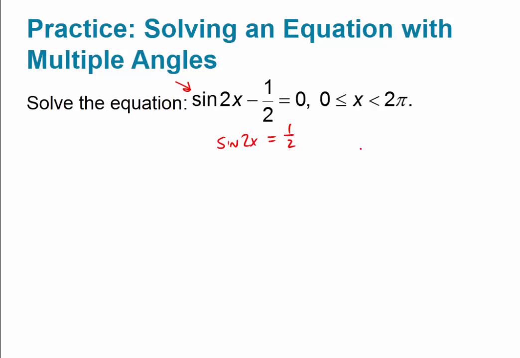Now, we want to figure out what angle, if we take the sine of this mystery angle, gives us 1/2. Well, there are two locations on our trig circle between 0 and 2 pi where that's going to happen. So in this practice problem, it's a little bit different than the last one. We're going to find two locations, and then we're going to set up two of these mini equations here.